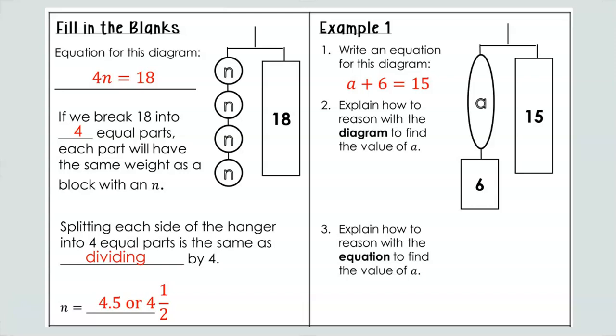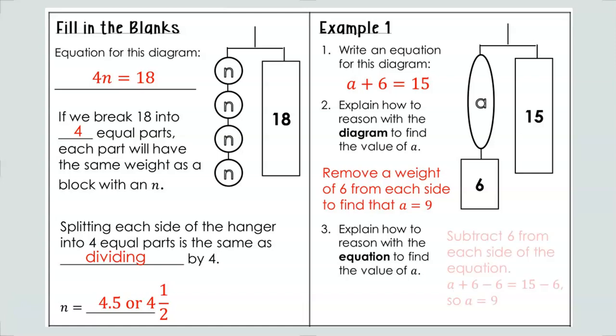Explain how to reason with the diagram to find the value of a. Well, if we remove the weight of 6 from each side, we would find that 15 minus 6 is 9, so that would leave an a and a 9 balancing to give a value of a equals 9. Explain how to reason with the equation to find the value of a. Well, after we subtract 6 from each side of the equation, we're left with a equals 9.